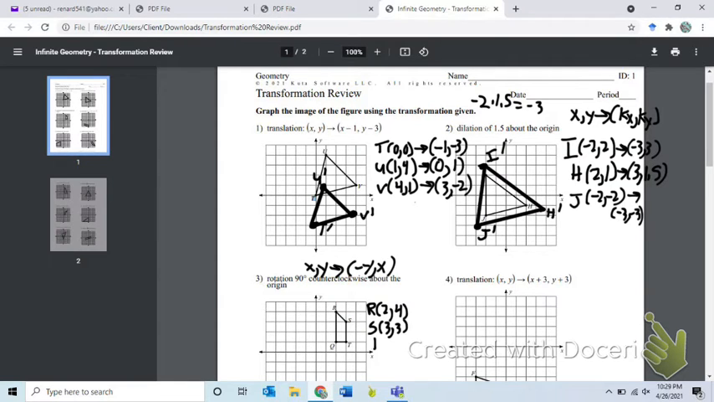S is 3, 3. Q is 2, 1. And T is 3, 1. So for Q prime, we take that 1, which was the y, and we put it in the x spot, change its sign. Negative 1, 2. R would then be negative 4, 2. S, negative 3, 3. And T, negative 1, 3. Plot those. And you can see that that is in fact a 90-degree rotation counterclockwise.